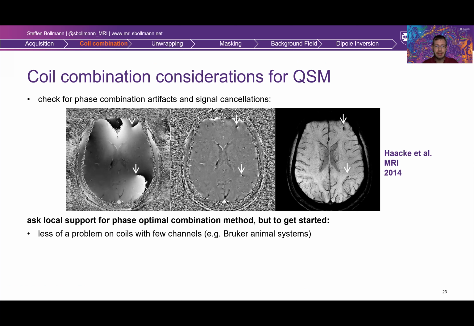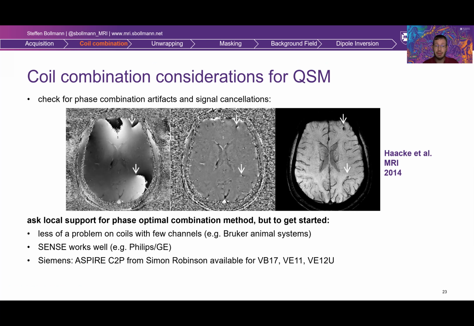This, of course, is less of a problem in systems with very few channels, for example, Bruker animal systems. Also, if you use Sense, this will work quite well. If you're on a Siemens system, there is C2P from Simon Robinson that helps with this problem. And there's also, on later Siemens systems, there is Adaptive Combine, which works very well.